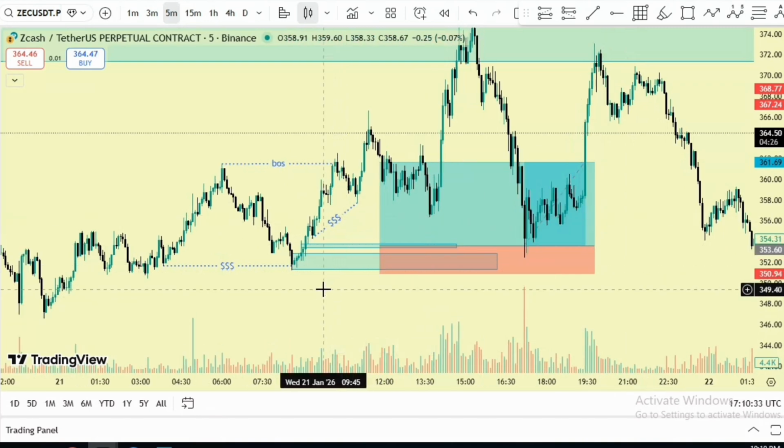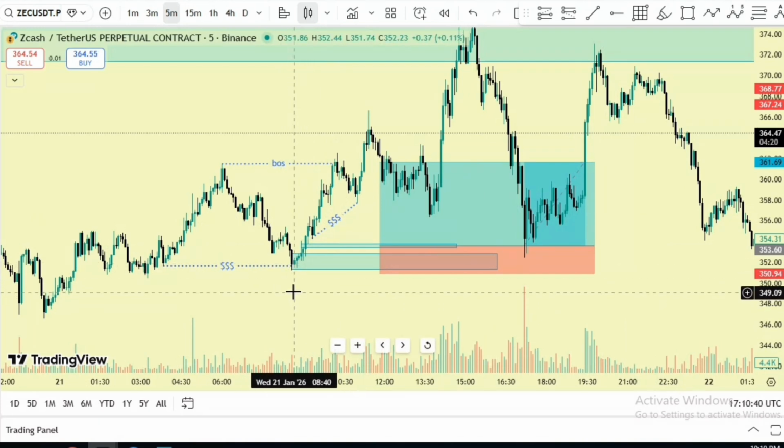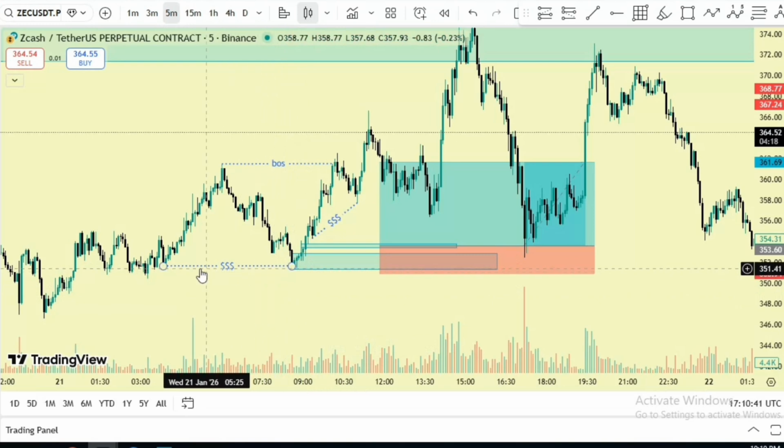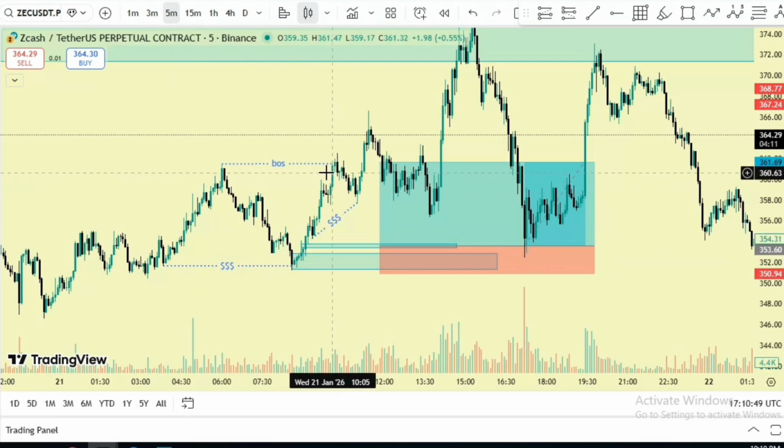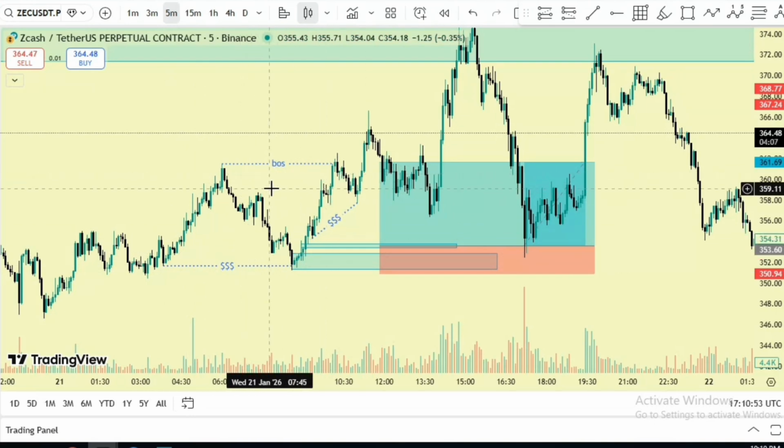I told you that the order block should sweep the liquidity before it moves. So what happens here? We can see clearly that the market swept this liquidity area before it could move and give us a break of structure. After that, the second condition was the break of structure.